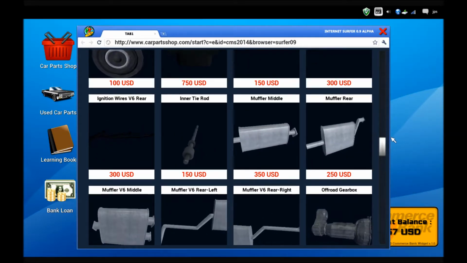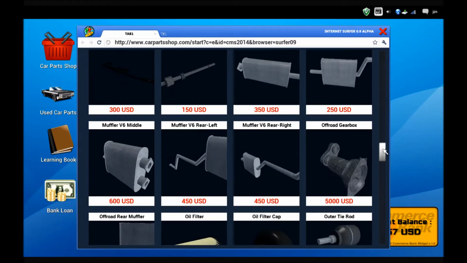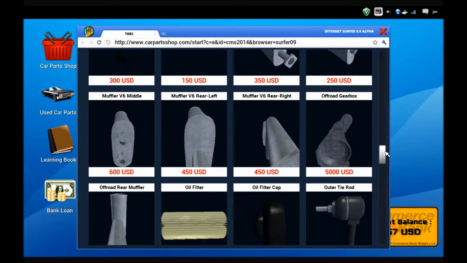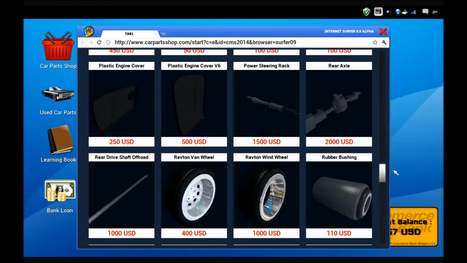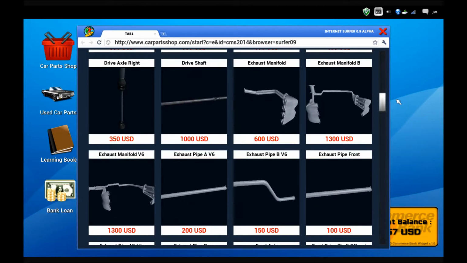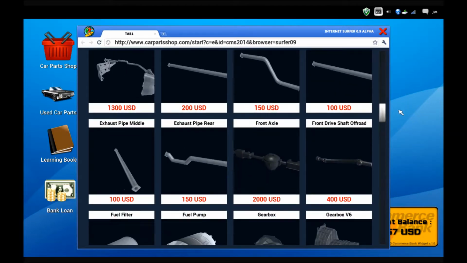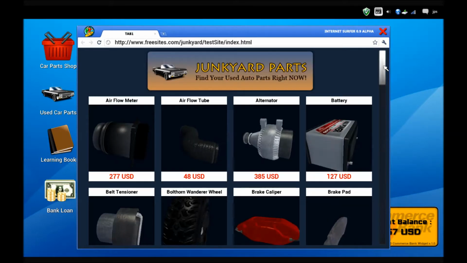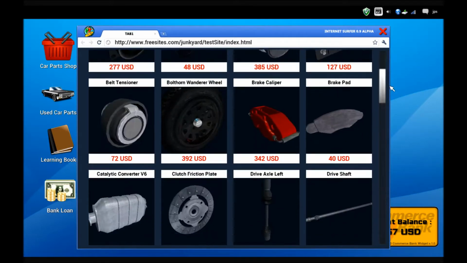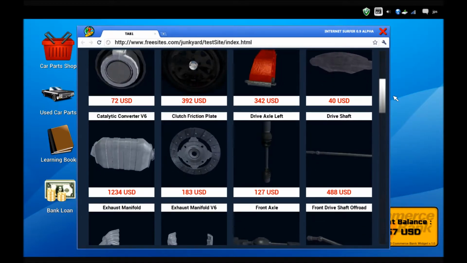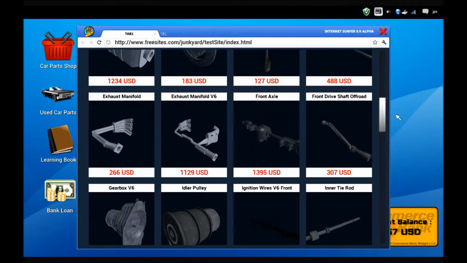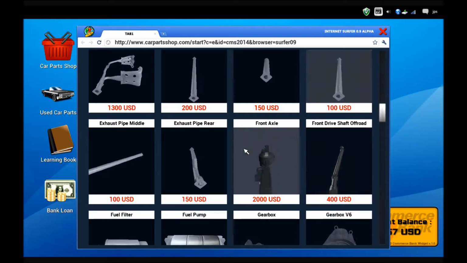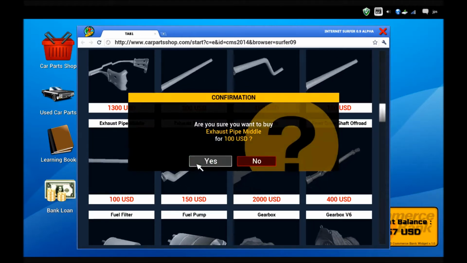Middle. Oh, it doesn't start with middle. Maybe it's called exhaust something. That would make sense. Exhaust pipe middle. All right, just double checking for my own peace of mind. Exhaust. Nope. All right, so exhaust pipe middle for $100.